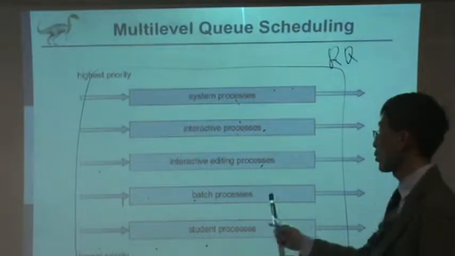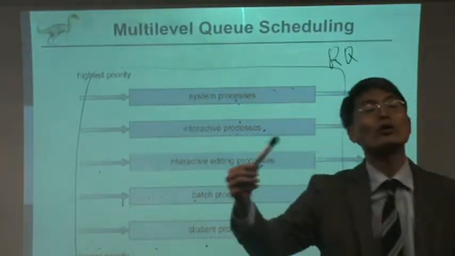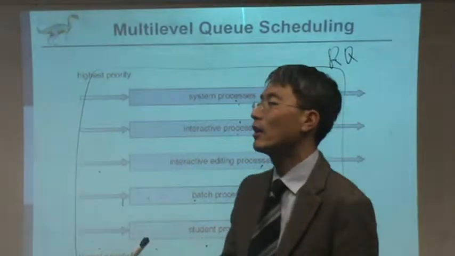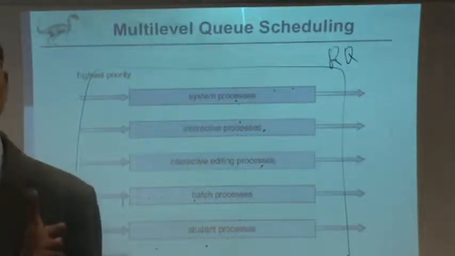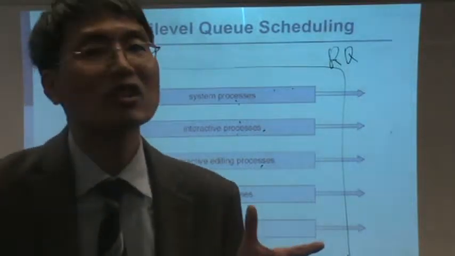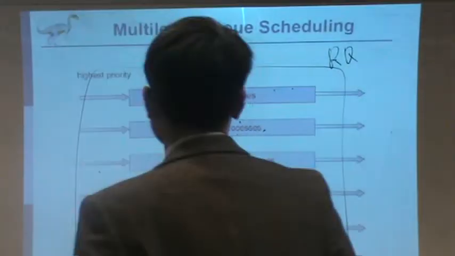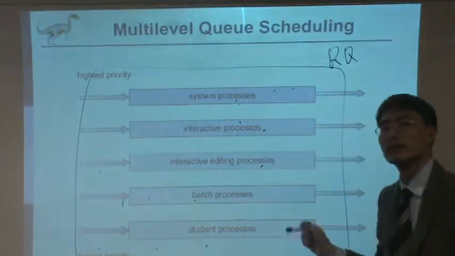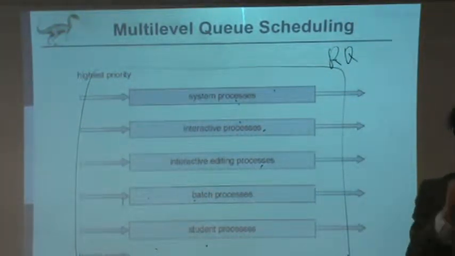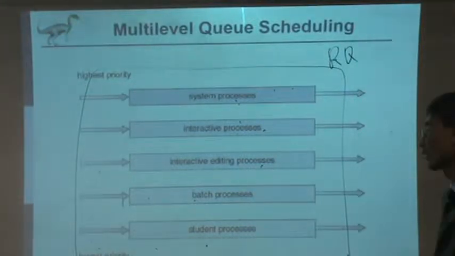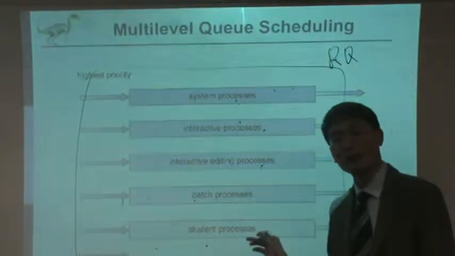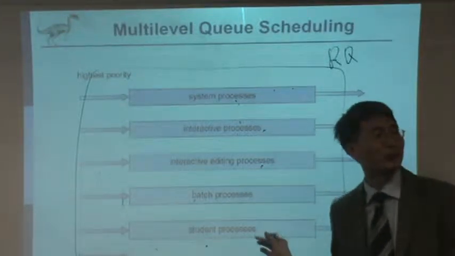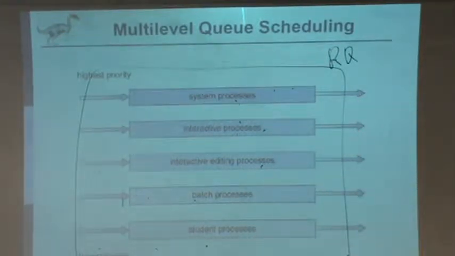What about batch processes? Batch processes usually take a long time and don't require quick response time. However, they need less turnaround time. They should be completed. It usually takes one day, but what if it takes several days? We don't like that. So they don't need quick response time, but they need higher throughput or shorter turnaround time. I don't know why this guy put the student process at the bottom. It's not important, right? But anyway, we can classify such types of process.